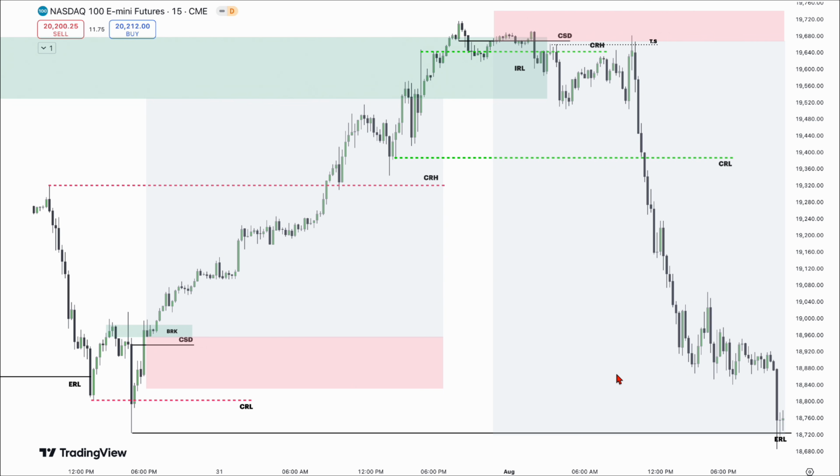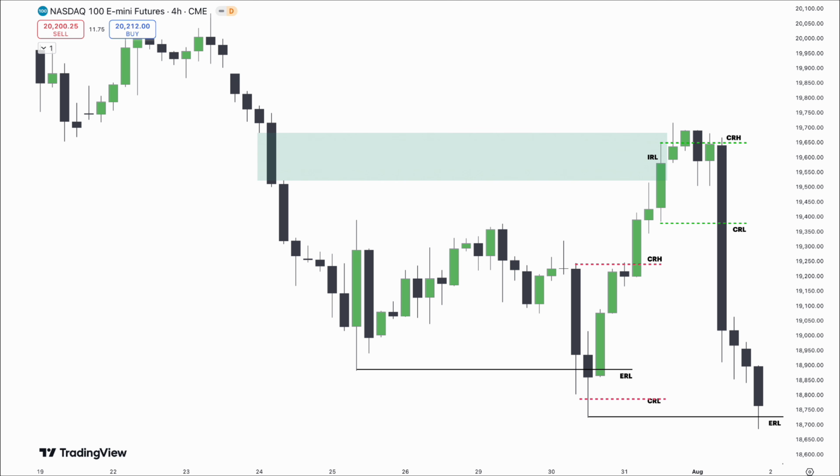You've probably noticed how blending IRL and ERL with CRT allows us to catch swing trades with remarkable precision, effectively increasing our rewards while minimizing risk. Believe me, this method works exceptionally well, so go ahead and backtest and forward test on your charts.